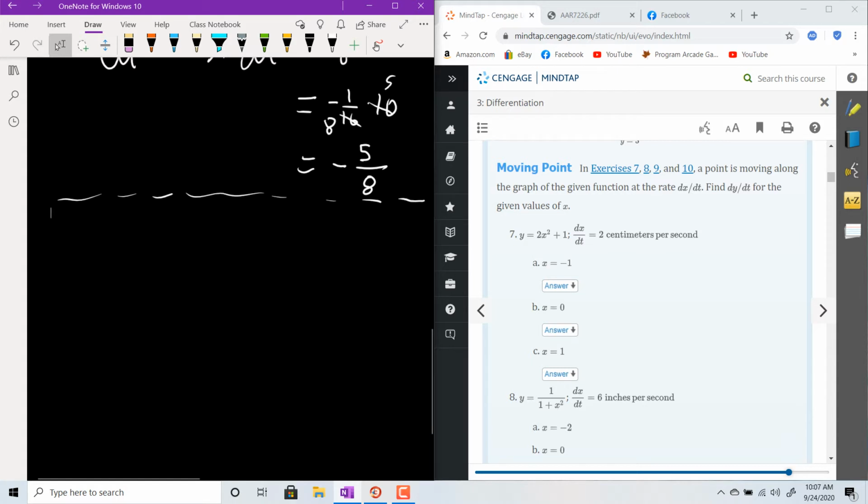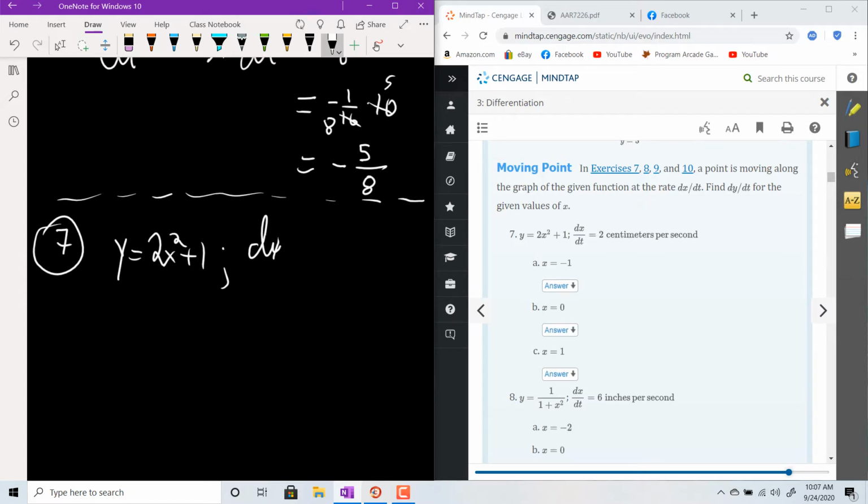Okay, so let's try number 7, I suppose. Y equals 2x squared plus 1. And they're telling us dx over dt is equal to 2 centimeters per second. And I'll just do part A. Okay. So they want to know the rate of change in the y direction when x is equal to -1, and the rate of change of x is 2 centimeters per second.